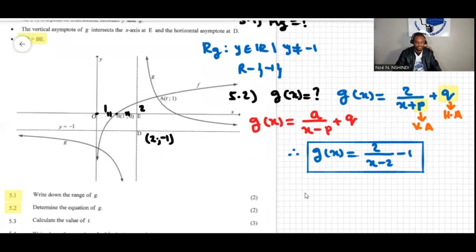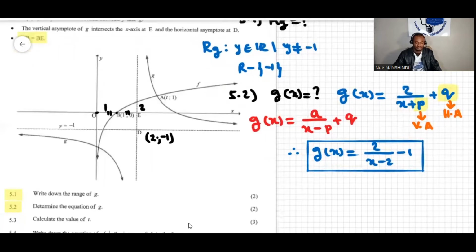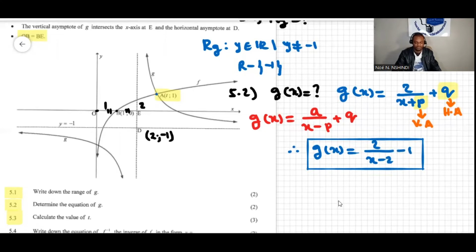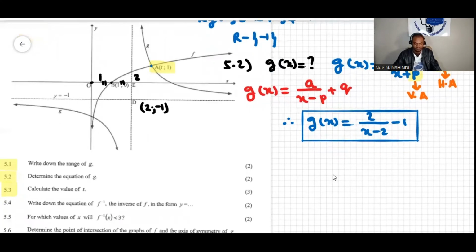Now the following question is question 3. The question says here, calculate the value of t. When you look at t, it is a coordinate of the point A, and the point A itself is an intersection of the hyperbola and the log function here. Now, what can we do? I think I need some space. I'm going to write here 5 points.